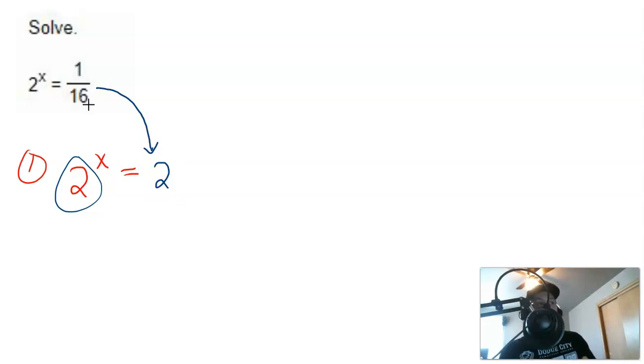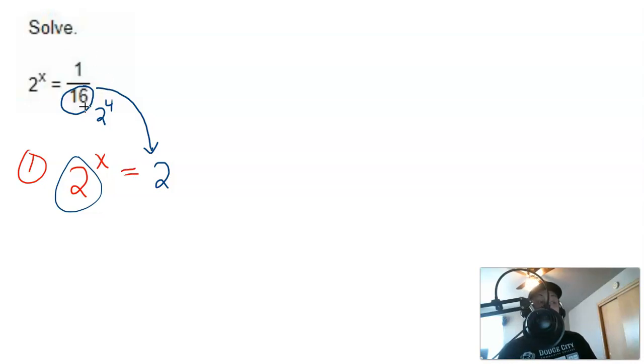Now, how do I get from 1 over 16 to an exponent with a base of 2? Well, again, if you know some of these basic powers, you would know that. I just talked about this one on the last slide, actually. 16, we know, is 2 to the 4th power. And if you didn't know that, again, use your calculator, try some numbers out. 2 to the 2nd power is 4. 2 to the 3rd power is 8. 2 to the 4th power, that's 16.